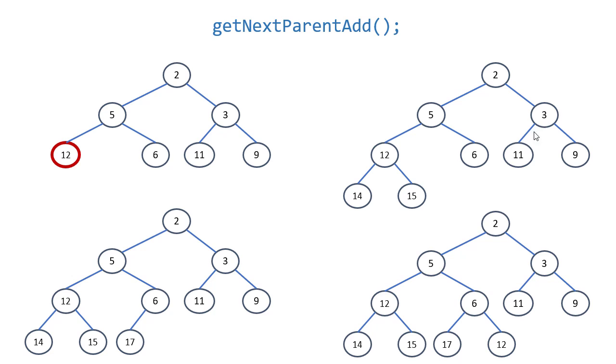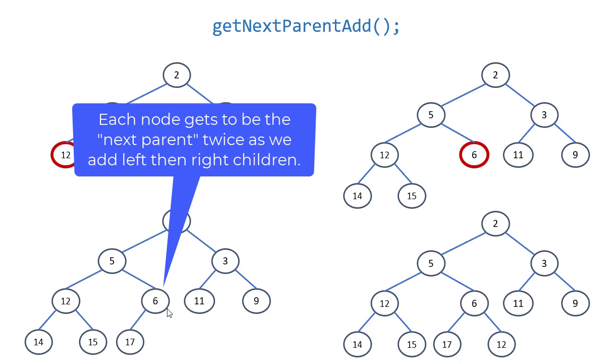In this heap, again, we want to make sure that it's a complete tree, so we need to add the new node as far to the left as possible, meaning we would add it right here. So 6 is the next parent that we're going to add to. In this case, this would be the next available slot, and again, 6 would be the next parent.